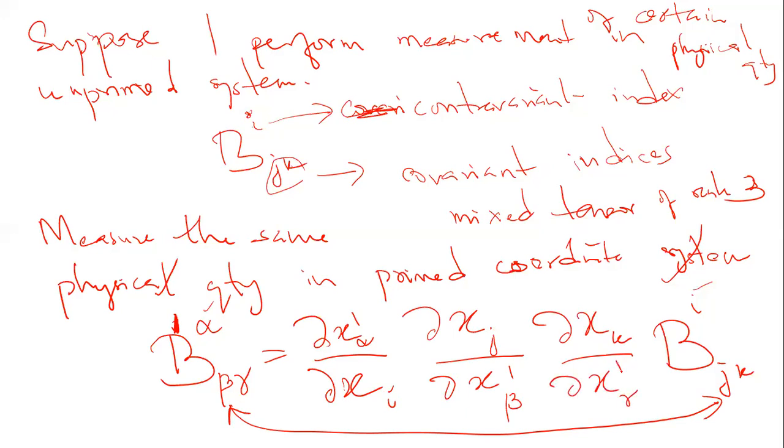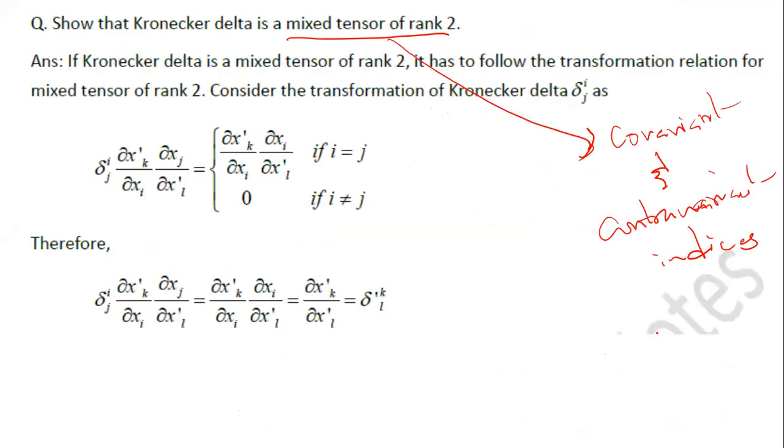See, the transformation coefficient here involves partial derivatives or direction cosines, and for a contravariant index, the prime variable is in the numerator. For covariant indices, the prime variables, that is x prime beta and x prime gamma, are in the denominator. So that's how we categorize tensors, just so that you are clear with the concept.